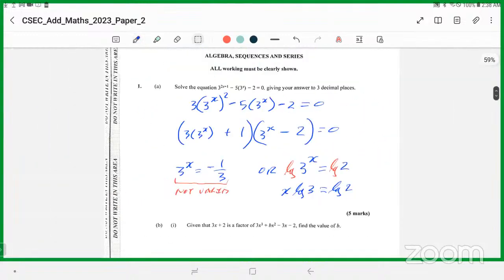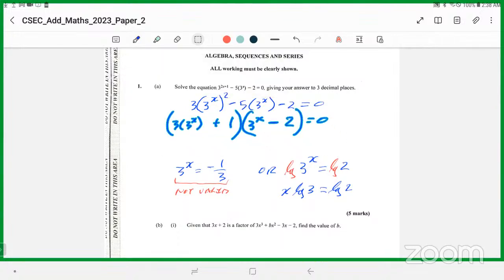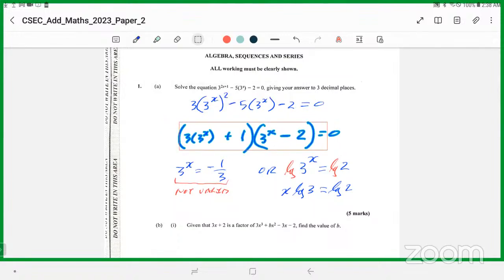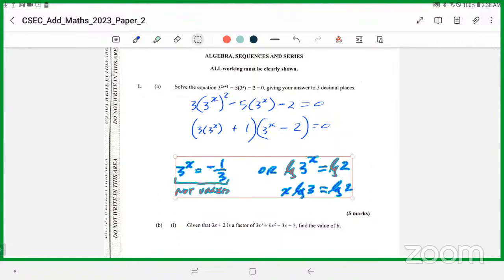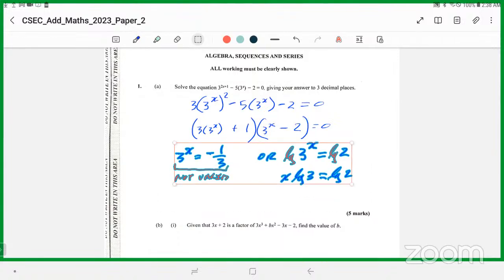I'm out of space a bit. Let's make this a little bit smaller inside here. Right here. Make it a little smaller. So let's create a little bit more space for this solution.